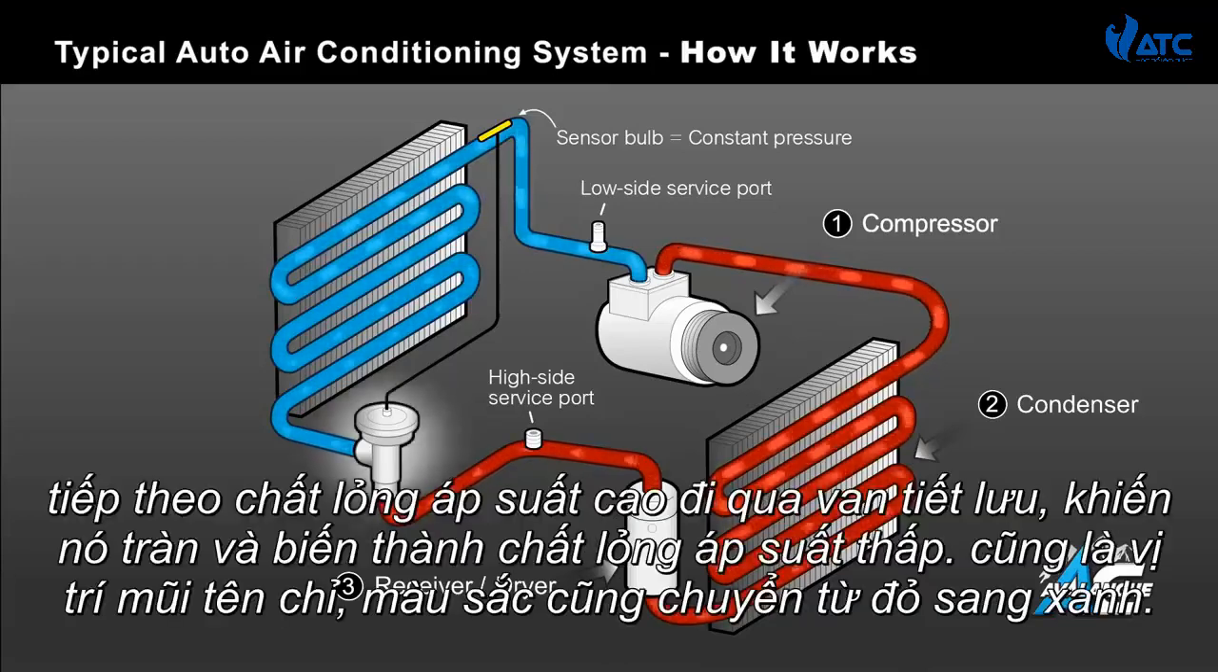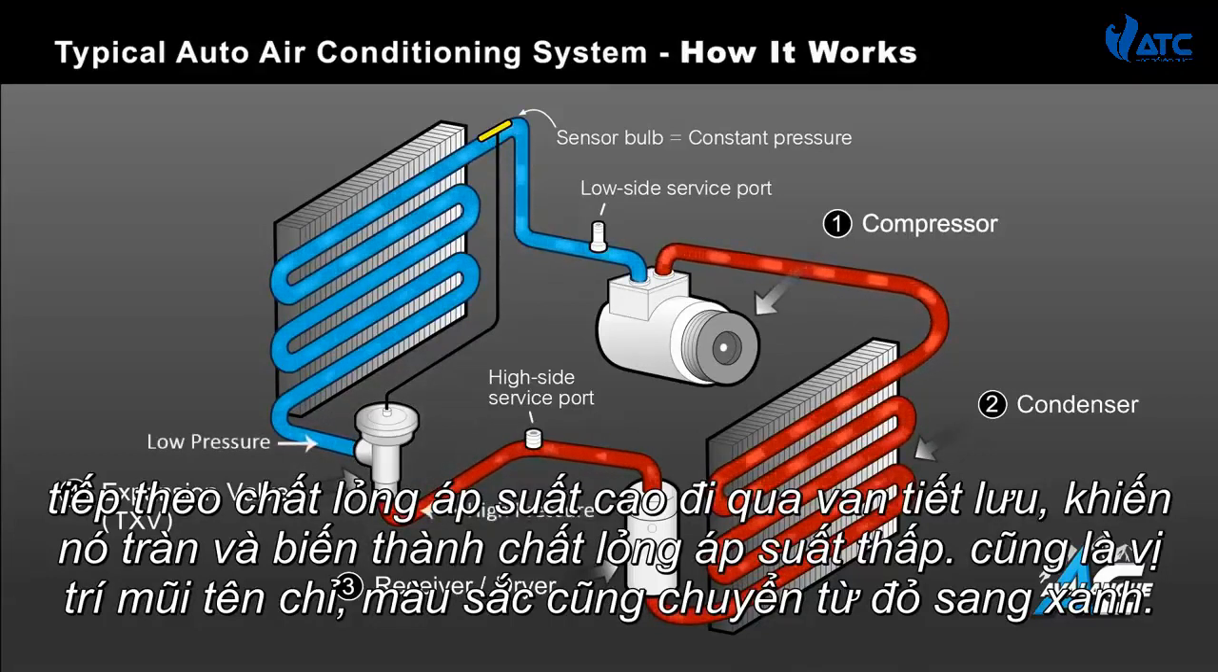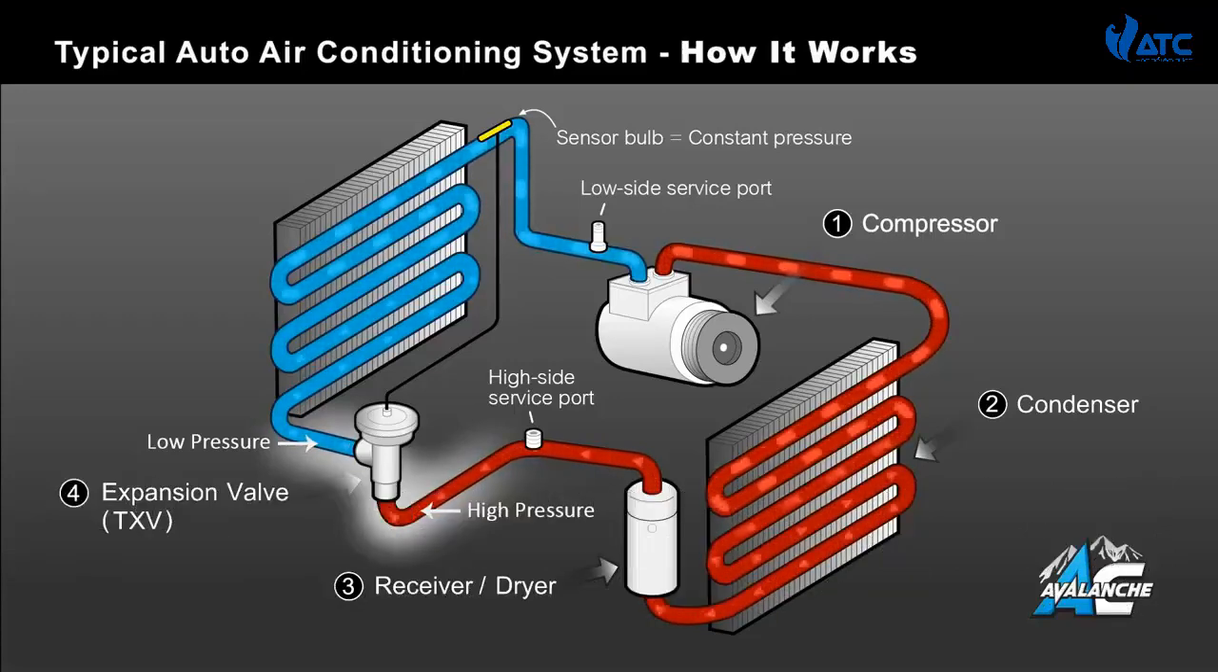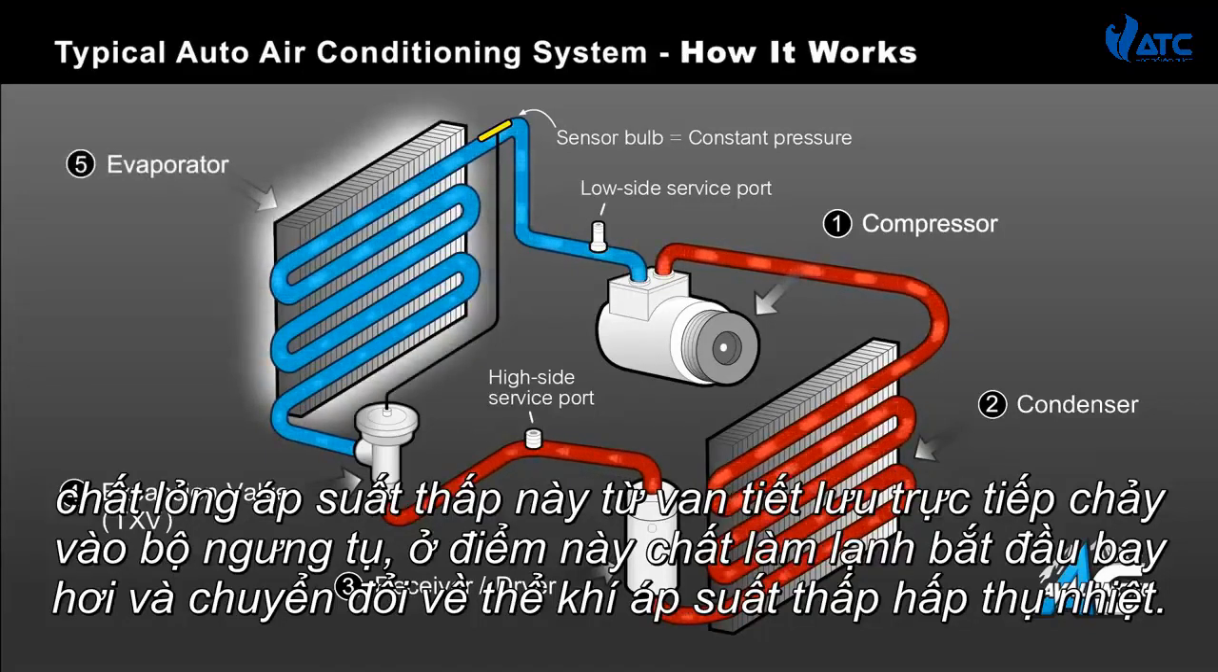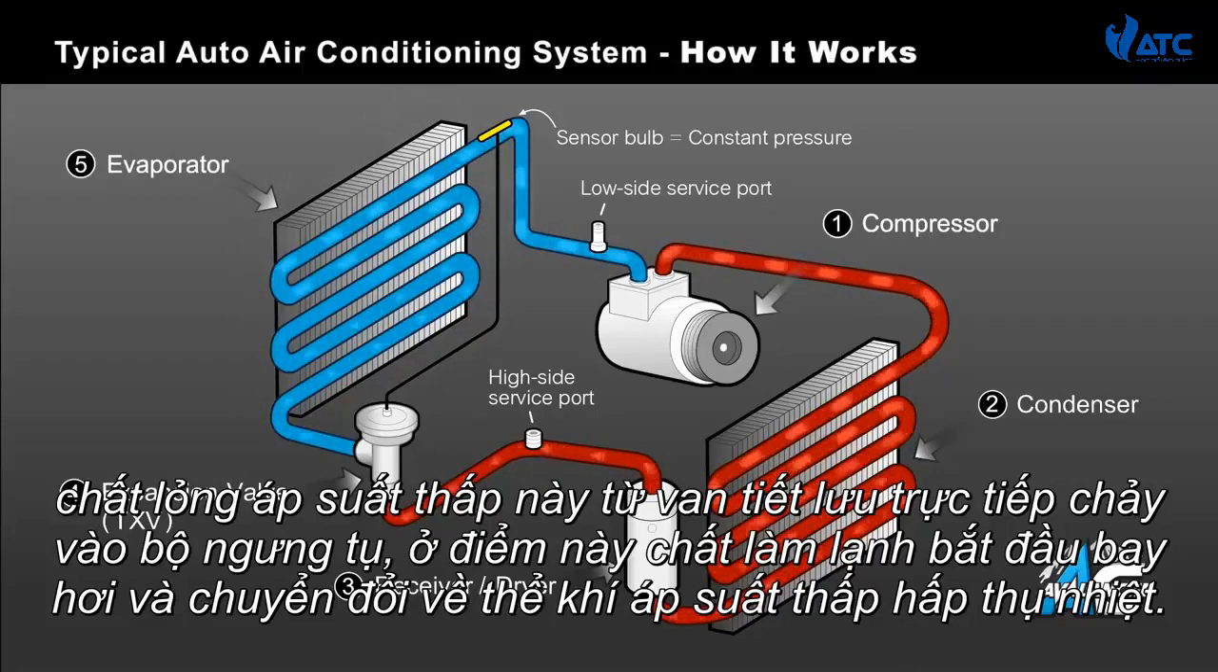Next, this high-pressure liquid passes through the expansion valve, allowing it to expand and turn into a low-pressure liquid, as indicated in our color change from red to blue. This low-pressure liquid flows from the expansion valve directly into the evaporator, at which point it begins to boil and turn back into a low-pressure gas, absorbing heat as it does so.